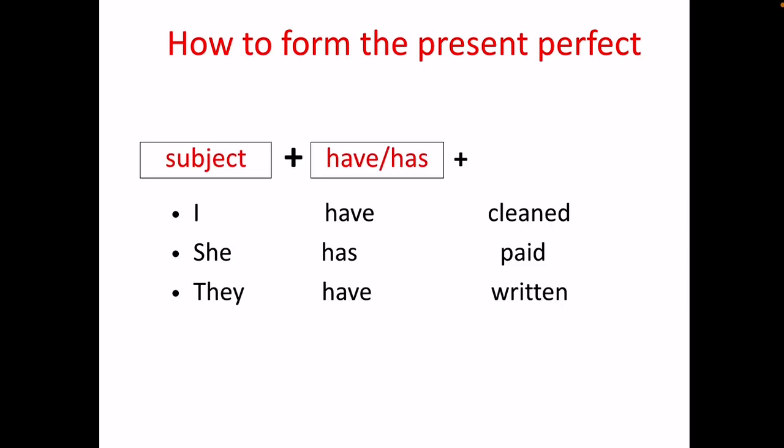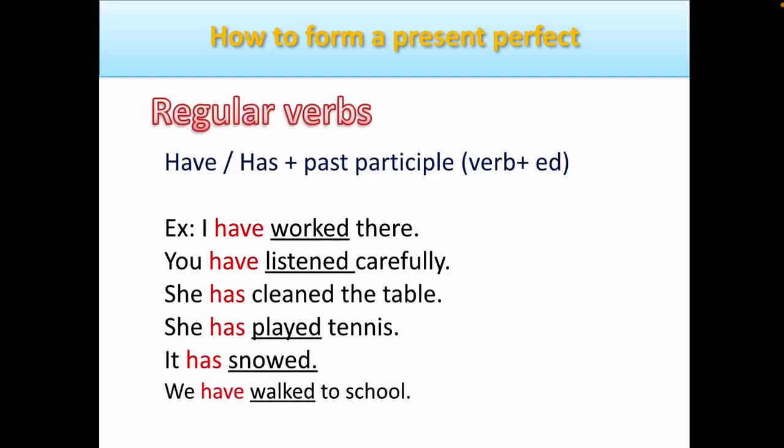Now, the last part is the verb part, and here we use the past participle form of the verb. Now, the past participle is the third form of the verb. The past participle هي الصيغة الثالثة للفعل. In English language, we have three forms of the verb. We have the infinitive form, الصيغة المجردة. We have the past form, صيغة الماضي, and we have the past participle form, الصيغة الثالثة للفعل. Now here we have cleaned, paid, written. They are the past participle form of the verb. Now, how to form a present perfect?